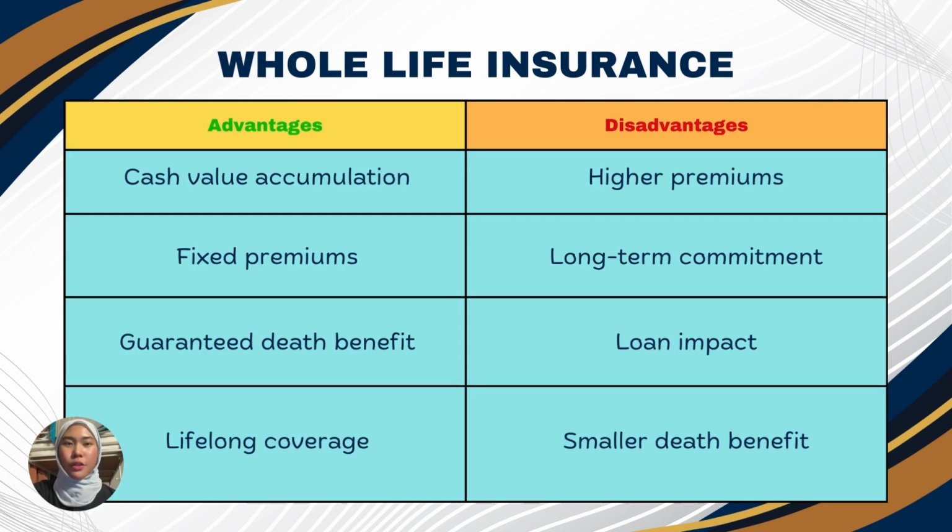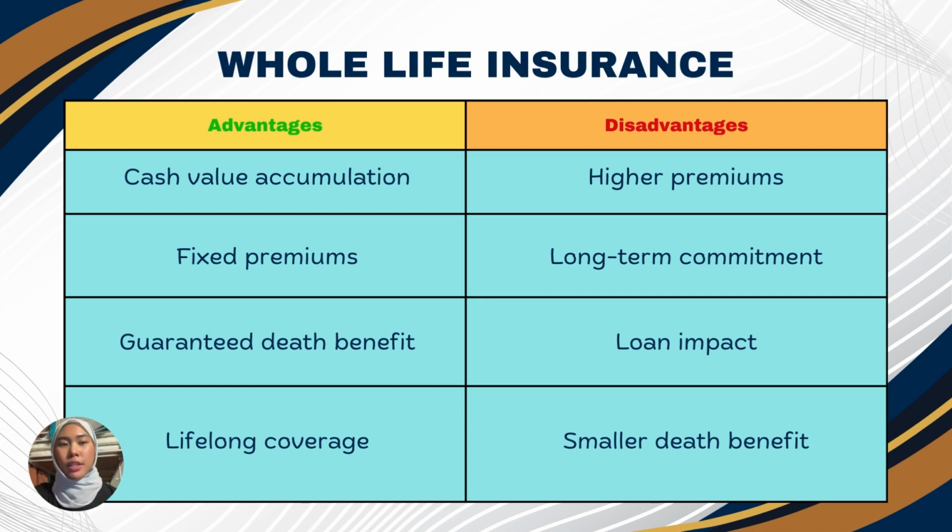The advantage of whole life insurance is cash value accumulation, where a portion of the policyholder's premium goes toward building a cash value and can be borrowed against or withdrawn. Next, fixed premiums. Premiums are generally fixed and predictable, allowing for easier long-term financial planning. And the guaranteed death benefit. The death benefit amount is fixed and guaranteed as long as you pay your premiums, providing financial security for the insured's beneficiaries. And lastly, we have lifelong coverage, which means whole life insurance provides coverage for the policyholder's entire life as long as premiums are paid.